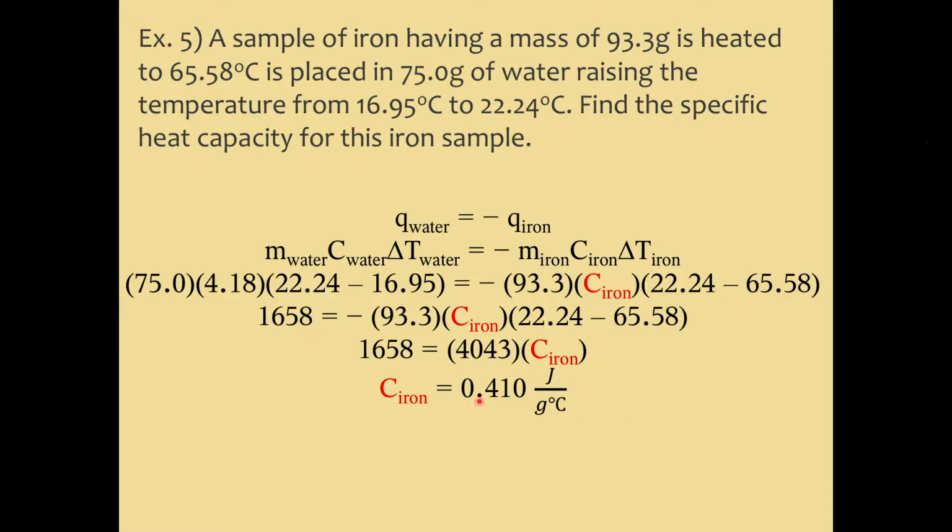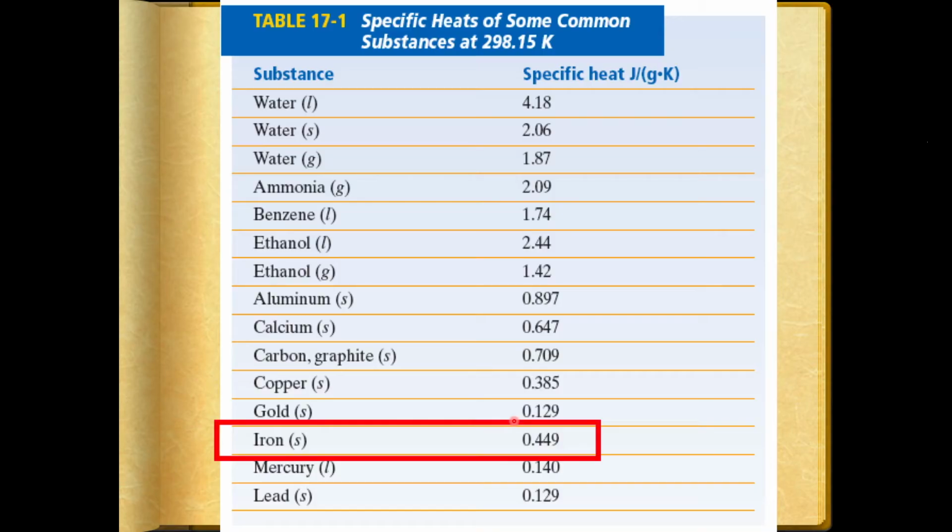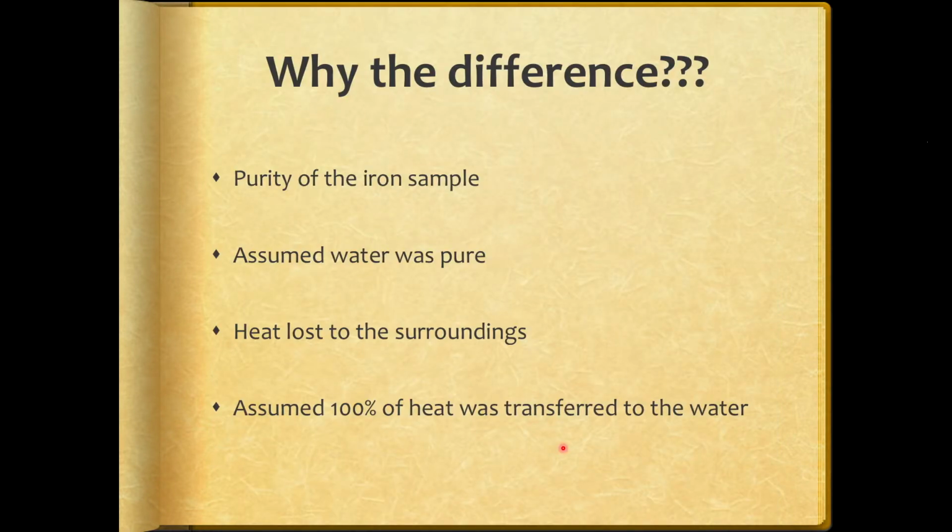Now, so I had 0.41 or 0.449. Well, this one is using the most complex and efficient methods, and the previous example was using the high school method. So what's going on here? Why do we have the difference? Well, there's a bunch of things you should consider. You should consider the purity of the sample. Is the sample completely iron? Well, in a high school lab, it may or may not be.